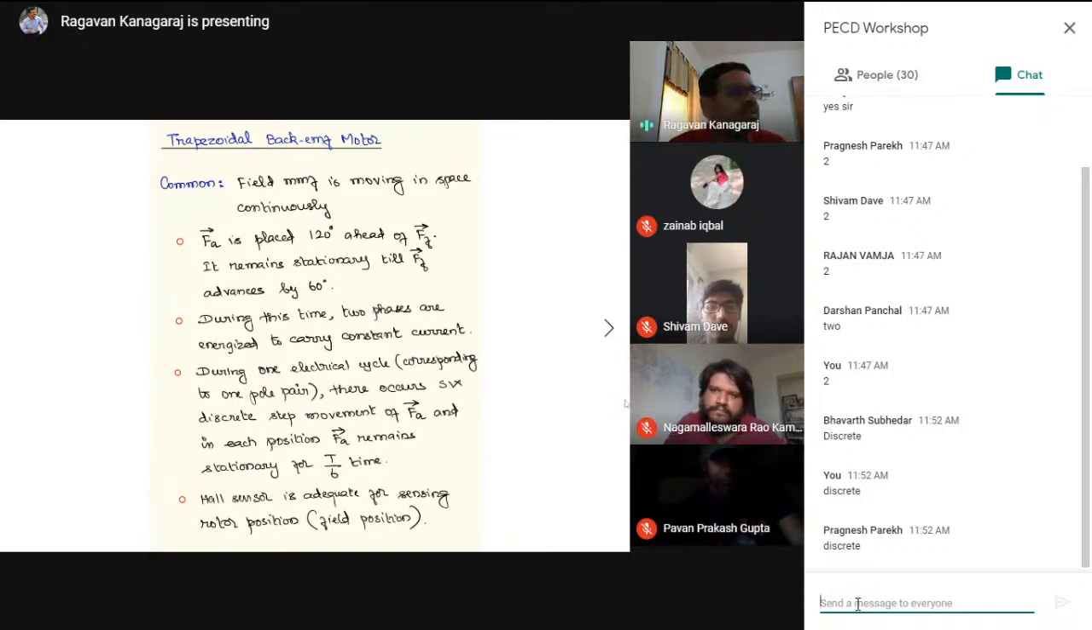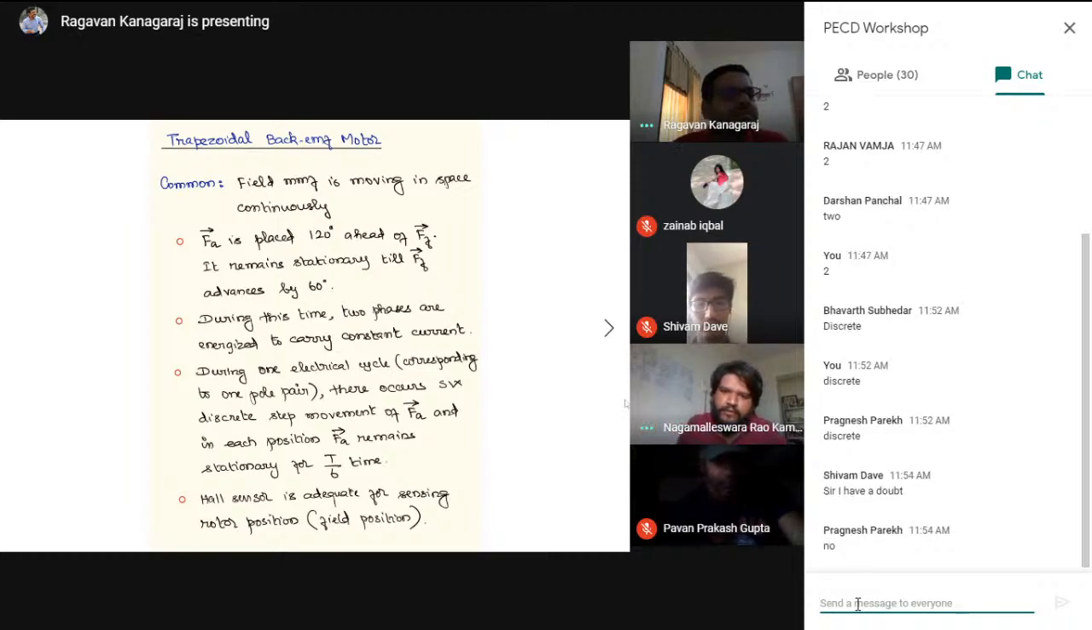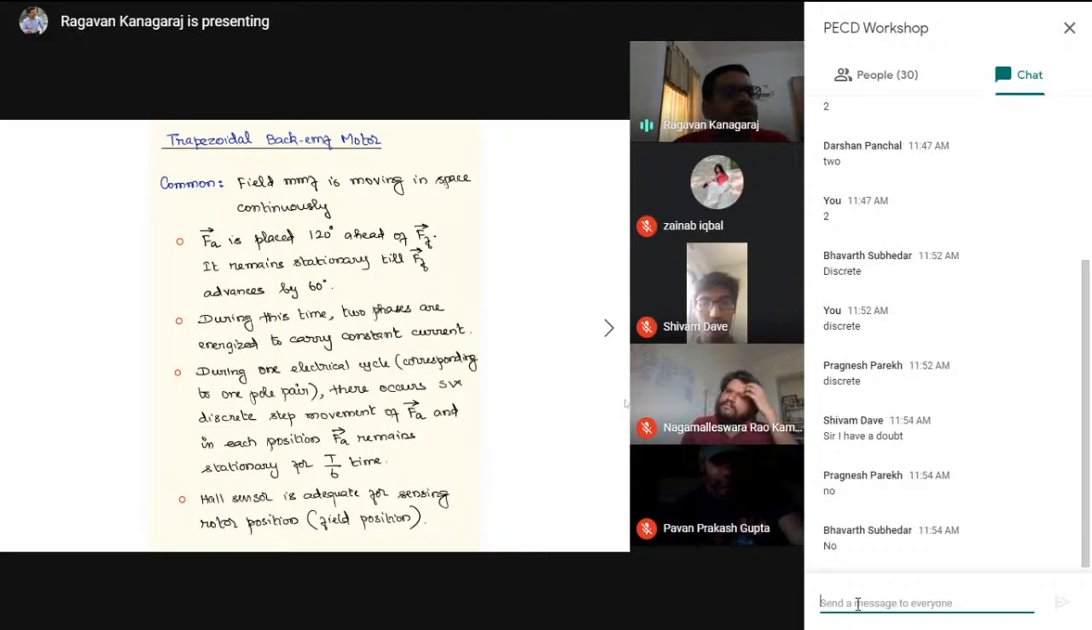Okay, with this trapezoidal back EMF motor, please tell me, are we able to mimic DC motor performance? Two options I give you: no, yes. No, sir. Okay.